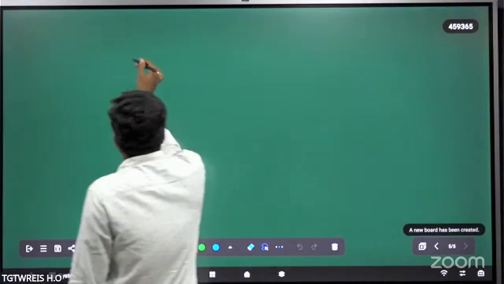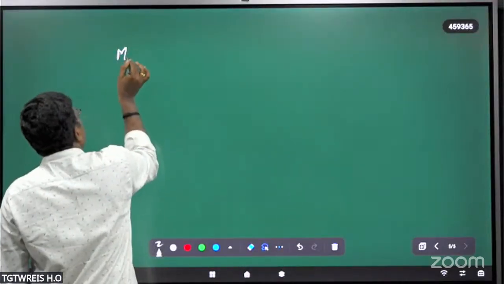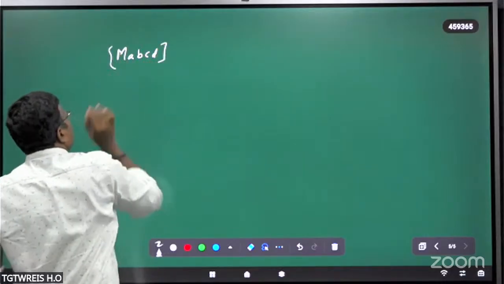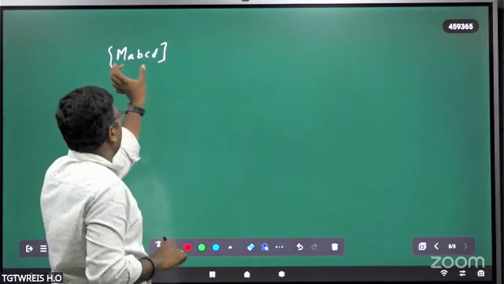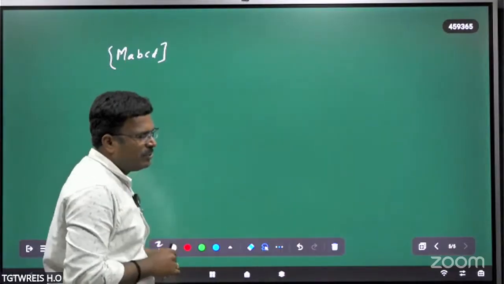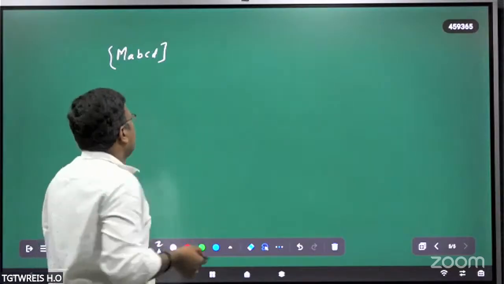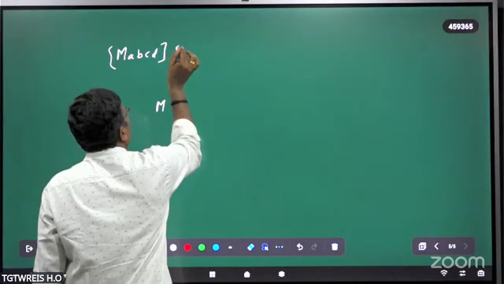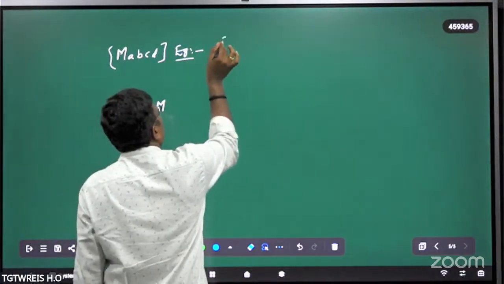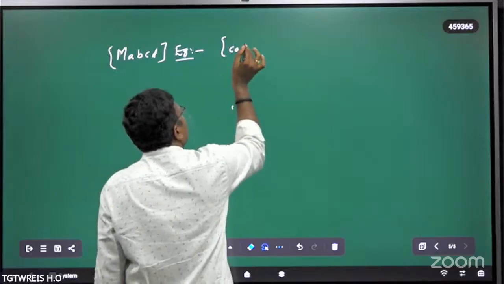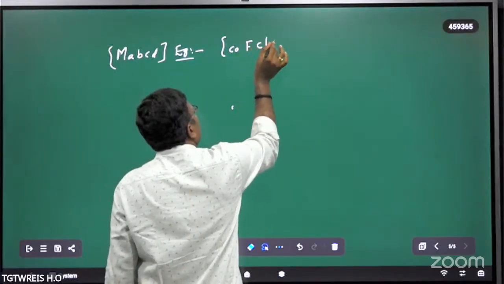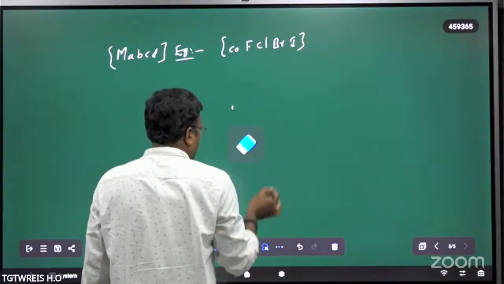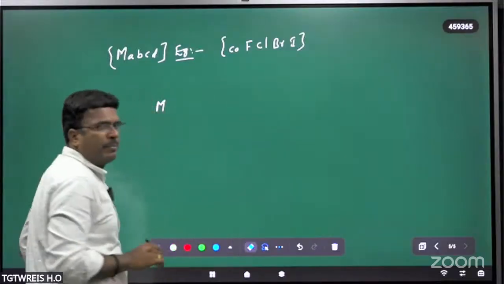The last one, in case all the elements are different, like A, B, C, D, these type of ligands. Do these type of coordination compounds show geometrical isomerism or not? See, the metal ion is there, that's the central metal. For example, you write down this compound: cobalt with fluorine, chlorine, bromine, and iodine.